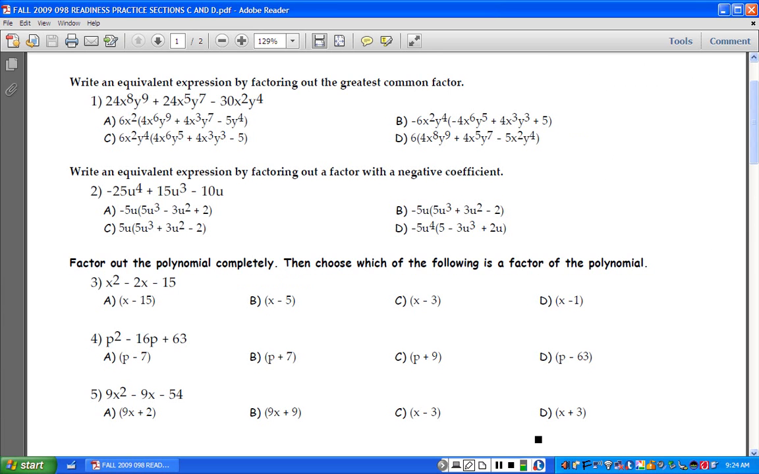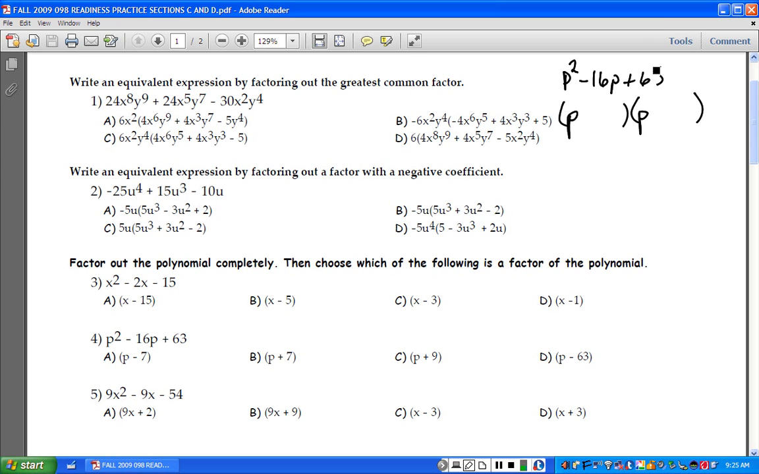Alright, number 4, we have p squared minus 16p plus 63. Once again, we know the p squared is our first term, so something in the first position here times something in the first position in the next binomial has to give us p squared. So we know that's p times p, first position times first position gives us our first position.